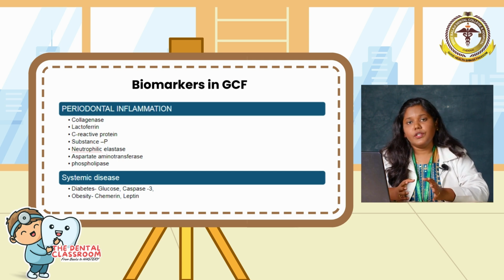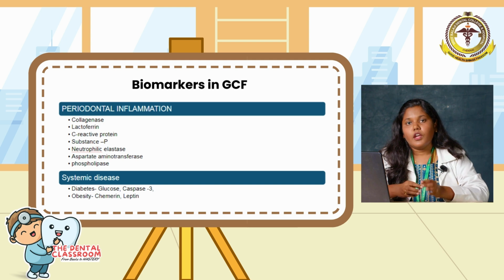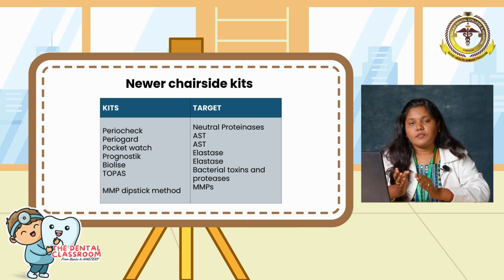And as I told you earlier, the collection of GCF is quite difficult and hectic, whereas we cannot give clear-cut evidence for collecting the GCF, and we cannot get a clear-cut volume of GCF, and it is difficult to obtain the composition of the GCF. So, in order to overcome these things, nowadays newer chairside kits have been formulated. These chairside kits will give you a quicker remedy for identifying the enzymes that are needed.